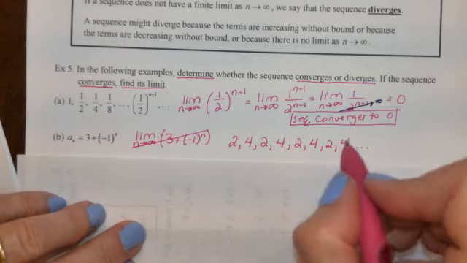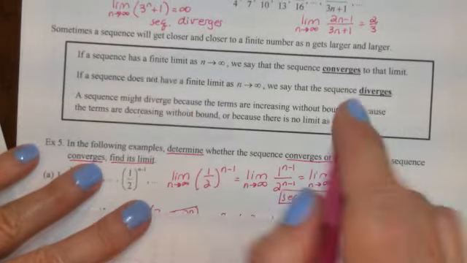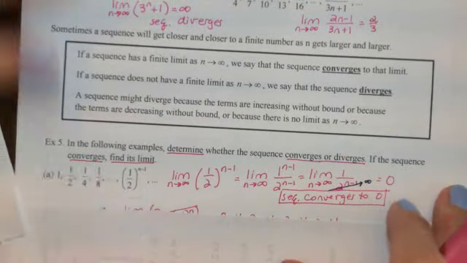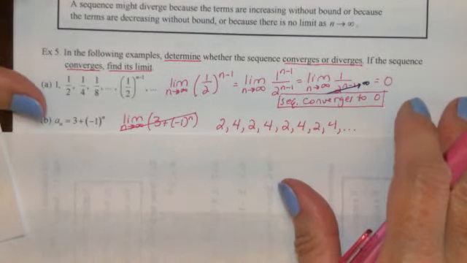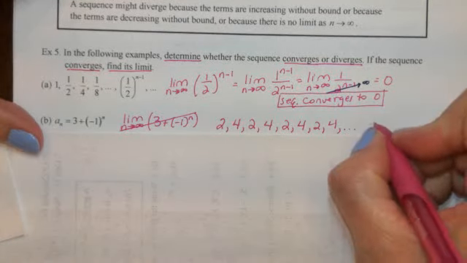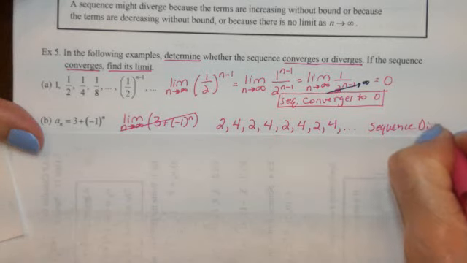Will the sequence converge to a single number? Will it converge to a finite number? No, it doesn't. It bounces between 2 and 4 the whole time. So we say that the sequence diverges.